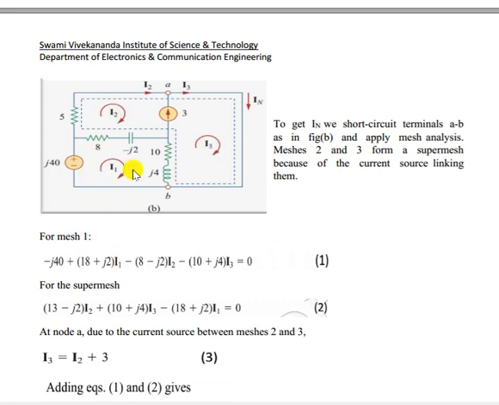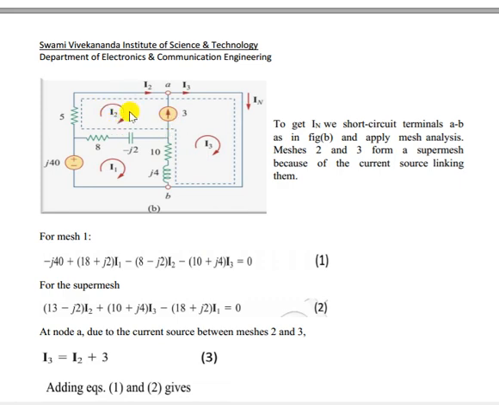So for mesh 1, what we can write is, summation of these 4. So (18 plus j2) into I1, then minus (8 minus j2) into I2, again minus (10 plus j3) into I3.